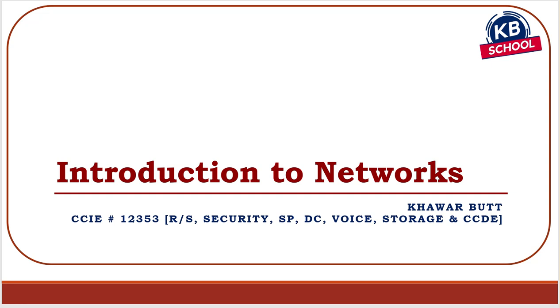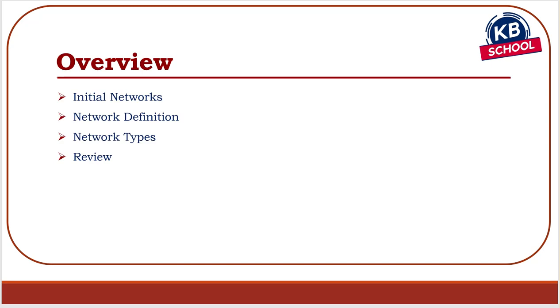So in this particular video, we'll take a look at how the initial networks were formed. We'll take a look at the definition of what a network is, the different ways of connecting networks, and network types, basically connecting using cables, wireless, or a hybrid, a combination of the two. And at the end, we'll take a look at a review of what we have covered in this video.